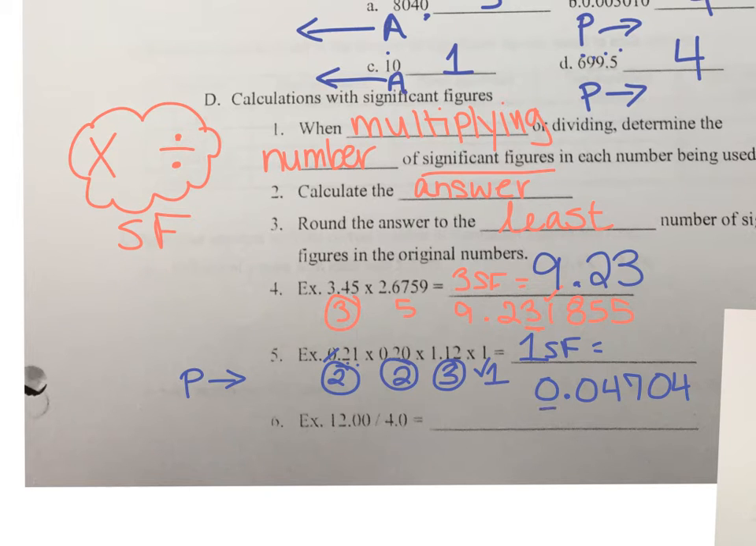So does this 0 count? No. Does the next one? No. Okay. So we're talking about this guy right here. So we're going to look at the 4, check the one behind it. What is it going to make my answer? 0.05. Good.